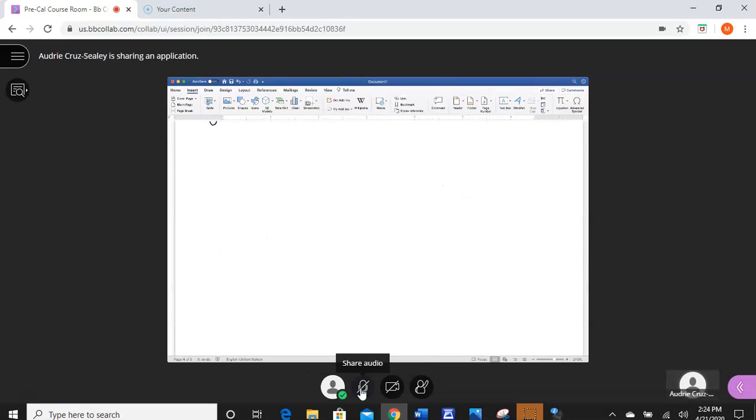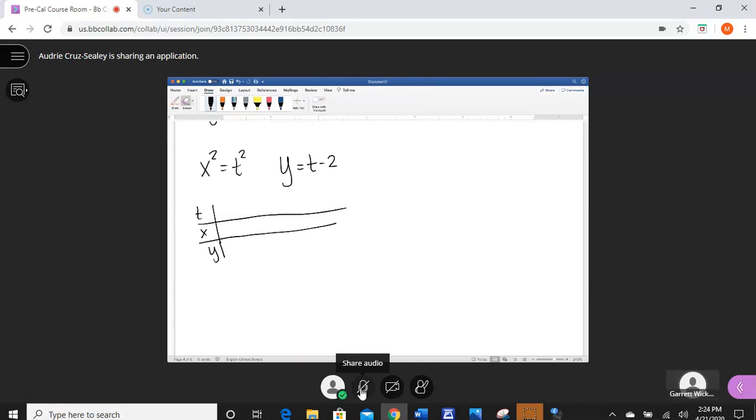Okay. So now we're going to look at an example. I'm going to look at the first one, which is x squared equals t squared, and then y equals t minus 2. The first thing I want to do, you guys, is fill out the table. Using your calculator, go put this in your X and Y.